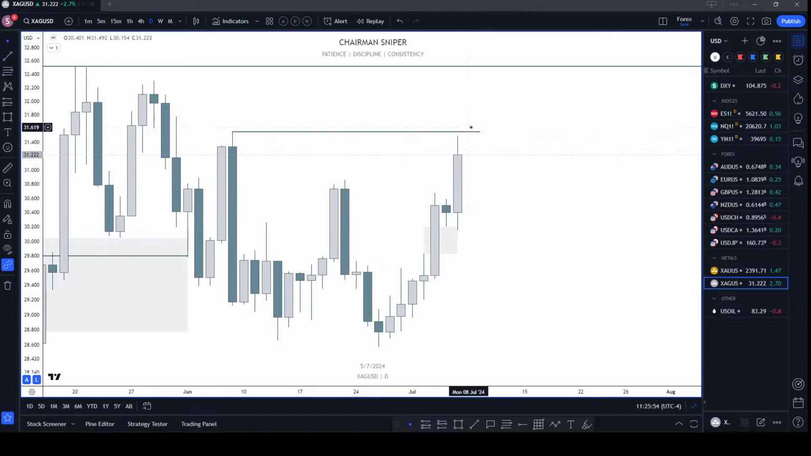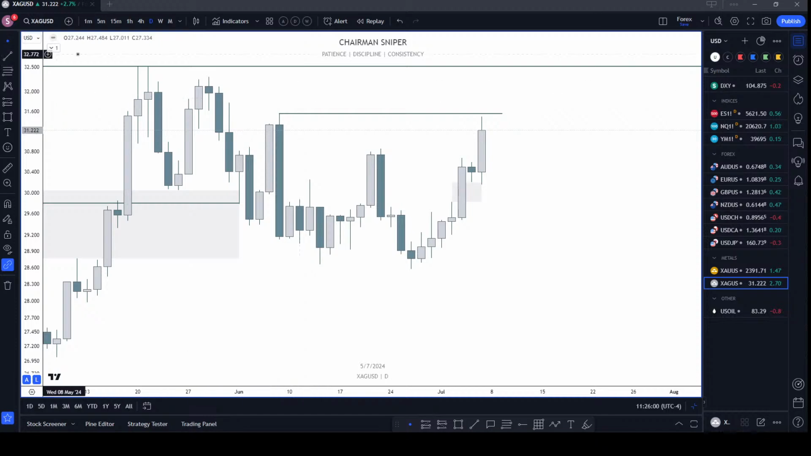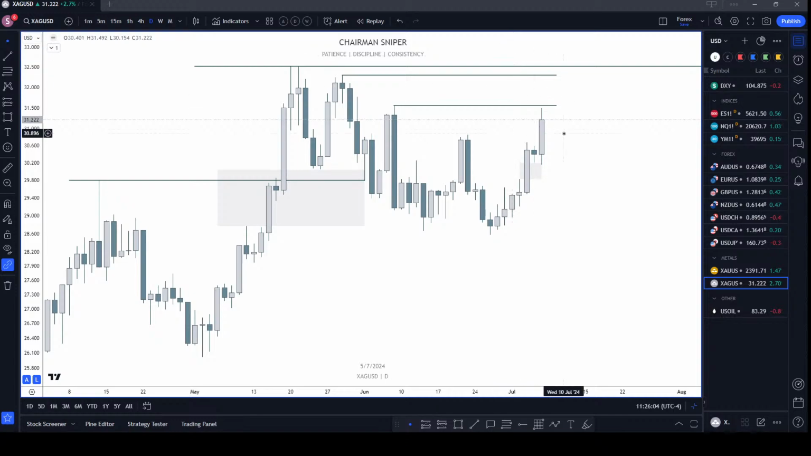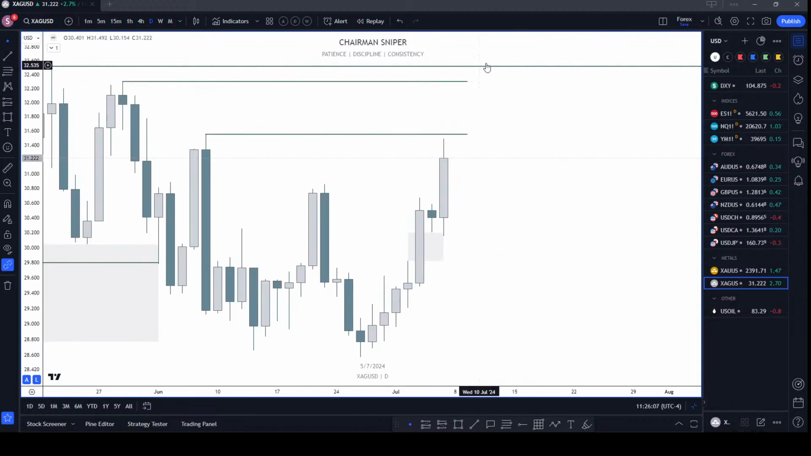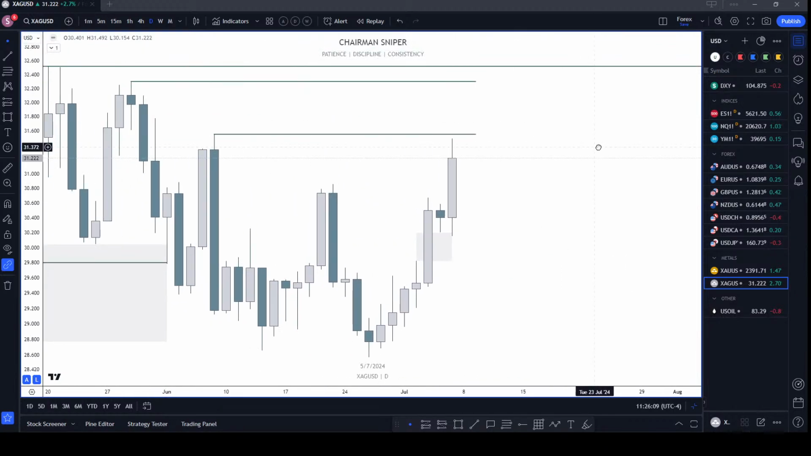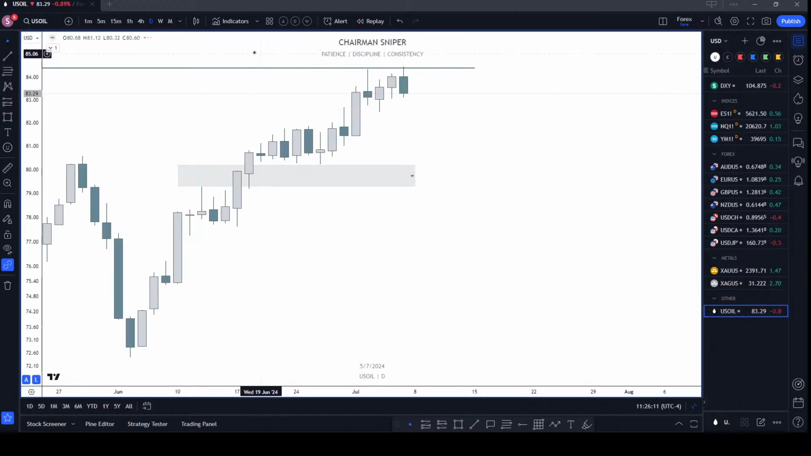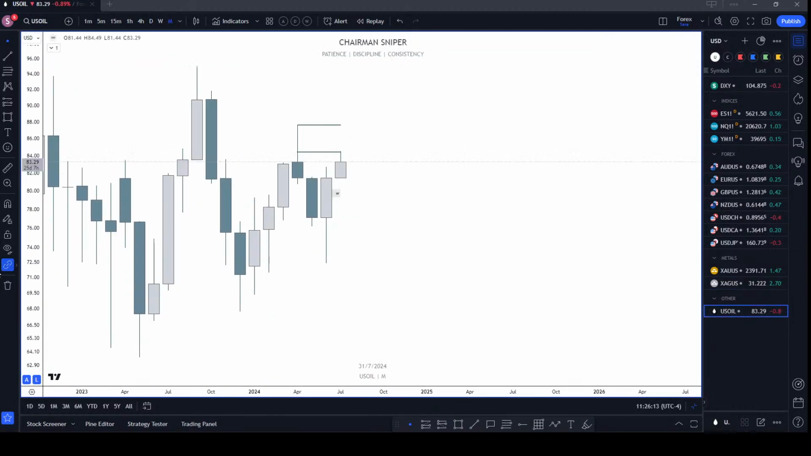So we could potentially take this high and then consolidate, move back into fair value gap, and then move higher. That would be nice to see. We also have this potential high as resistance, which is very close to this high. So if we do get into this high, I believe that we will take out this high as well. But that's left to be seen. Okay, and oil, looking at overall getting through this high seems to be our overall target.